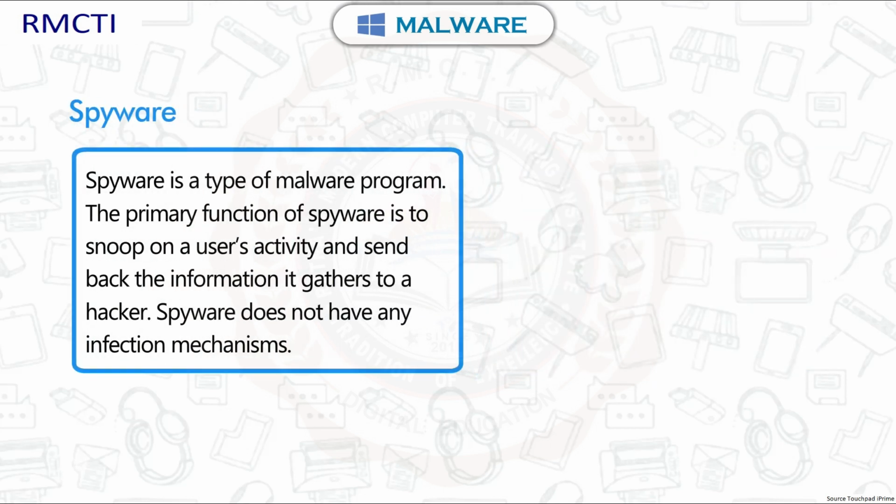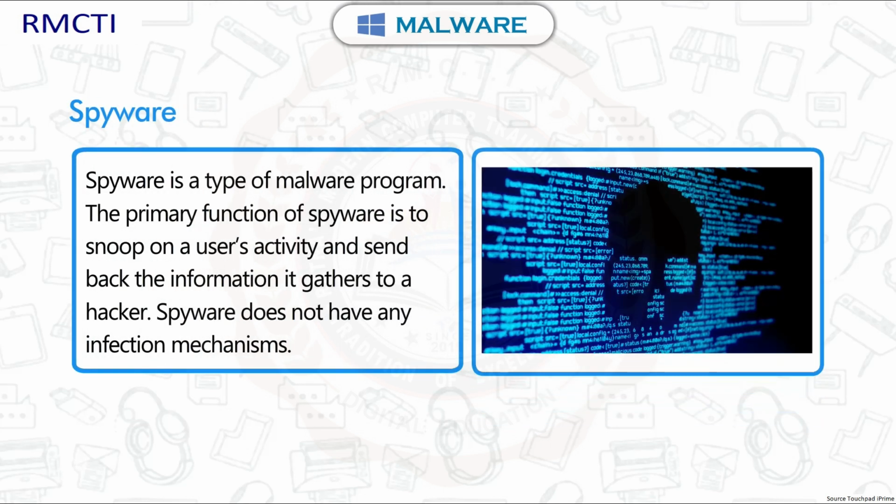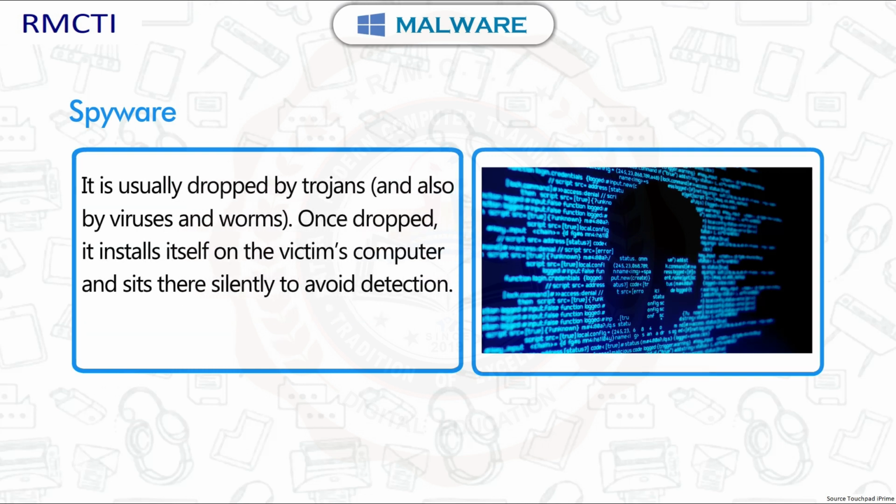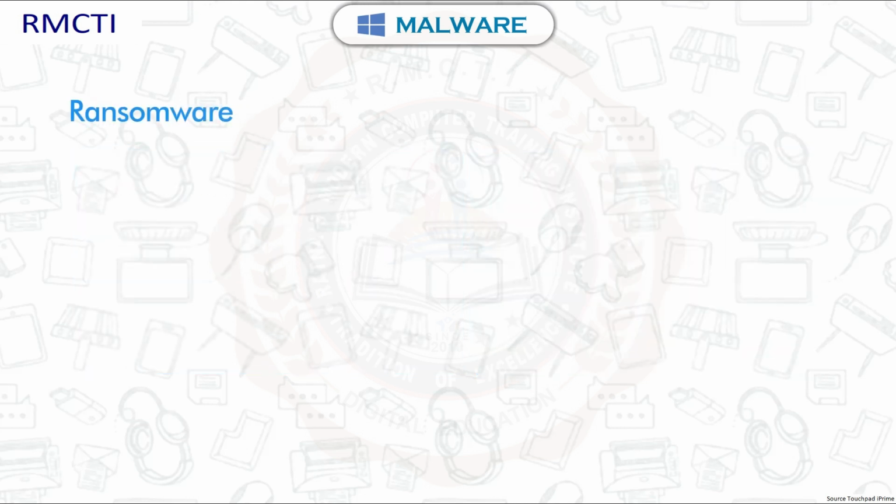Spyware. Spyware is a type of malware program. The primary function of spyware is to snoop on a user's activity and send back the information it gathers to a hacker. Spyware does not have any infection mechanisms. It is usually dropped by Trojans and also by viruses and worms. Once dropped, it installs itself on the victim's computer and sits there silently to avoid detection.